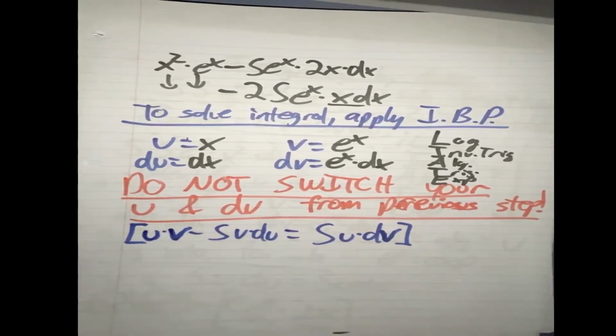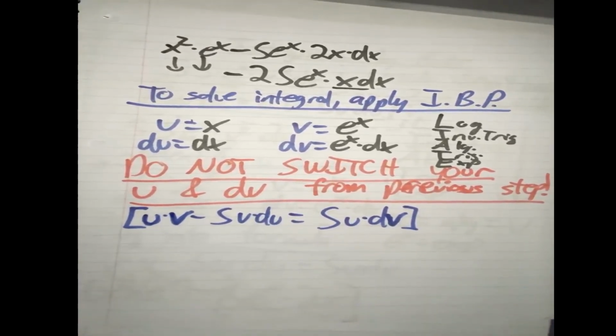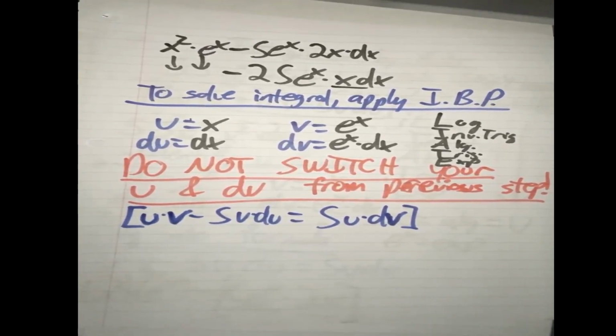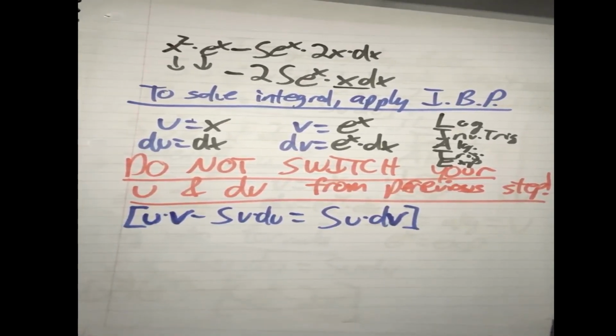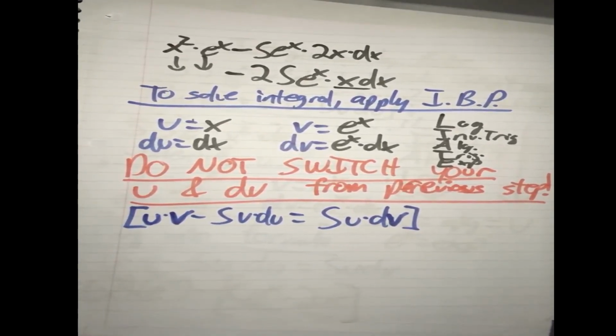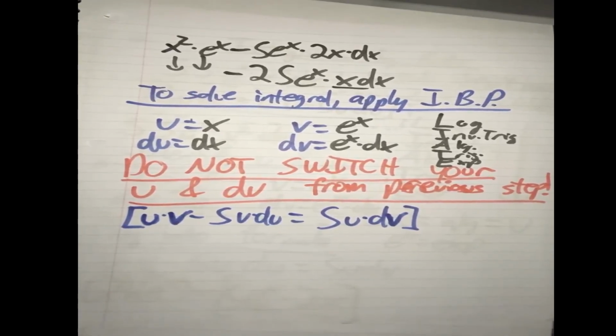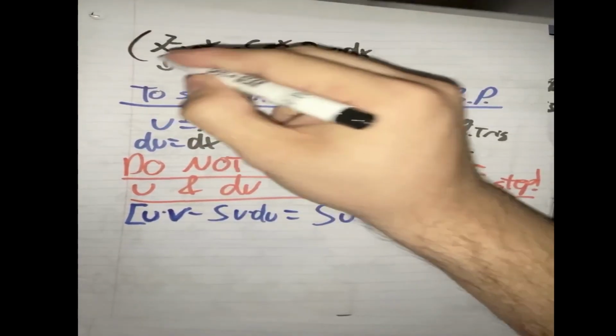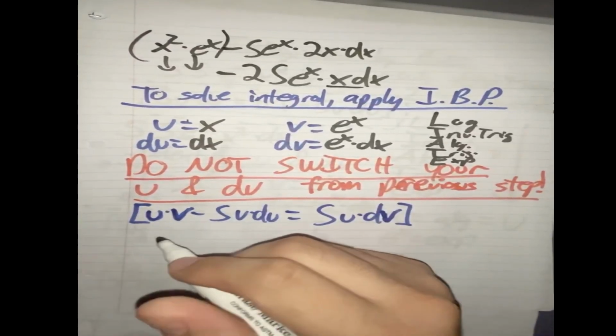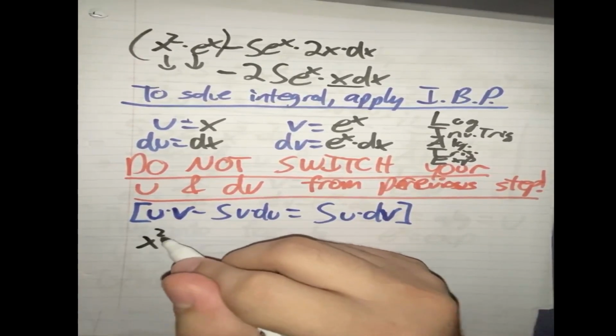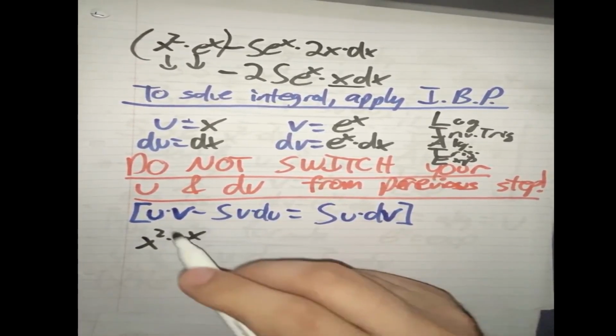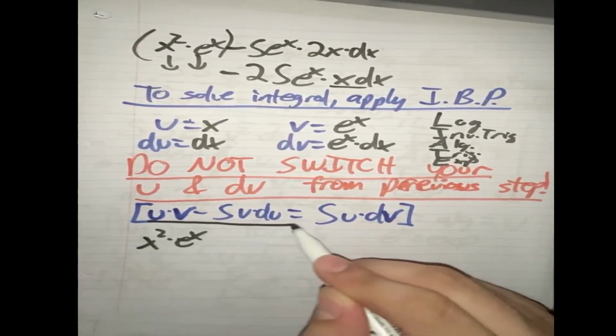Okay, perfect. So now it's just a matter of plug and chug. So we don't forget what we did up here, so we're going to bring those down here. So x squared times e to the x. And now this is where we start plugging these in.